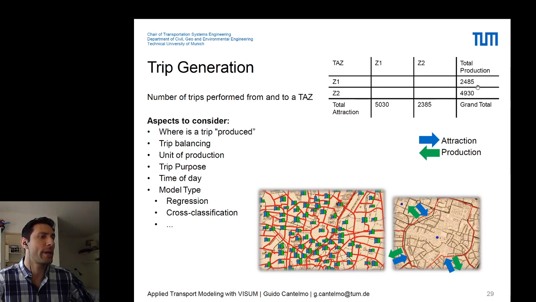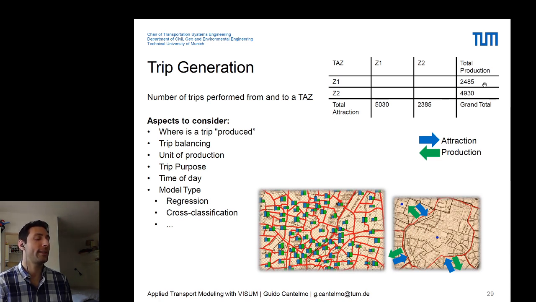So for instance, we have 2,500 people from zone 1 and almost 5,000 people generated from zone 2. And then we have the attraction. So we know that 5,000 people are going to zone 1 and roughly 2,300, almost 2,400 are going to zone 2. So this is the first stage, the first step. And we have this information for all the zones in the area.